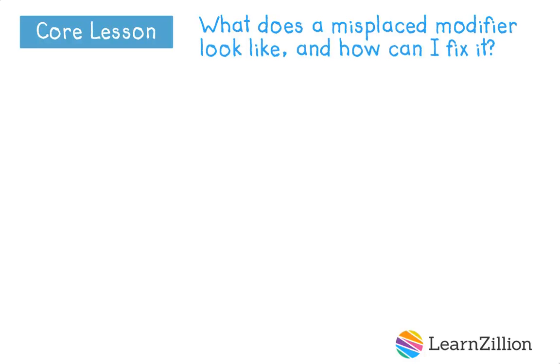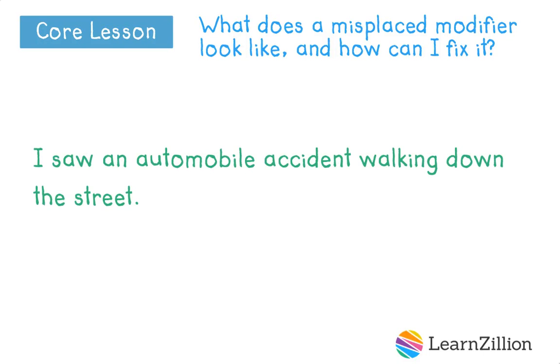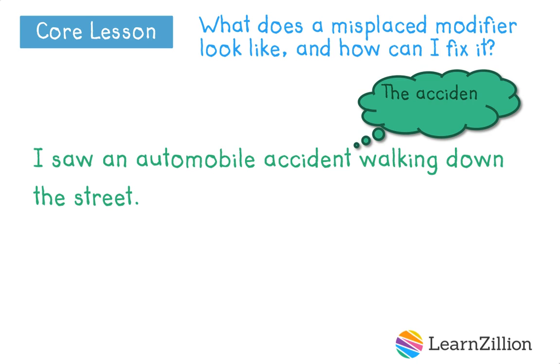We say a sentence contains a misplaced modifier when the modifier or describing words don't hit their target. Let's look at an example. I saw an automobile accident walking down the street. Wow, I'm confused. Who was walking down the street? I think the participial phrase walking down the street is supposed to be describing the pronoun I in this sentence, don't you? But at the moment, that's not quite clear.